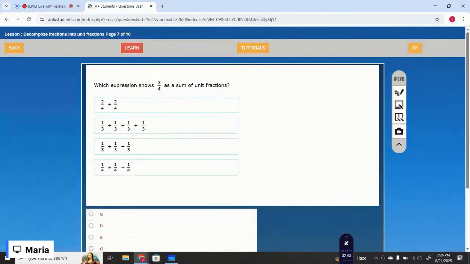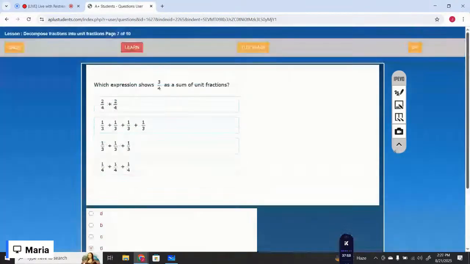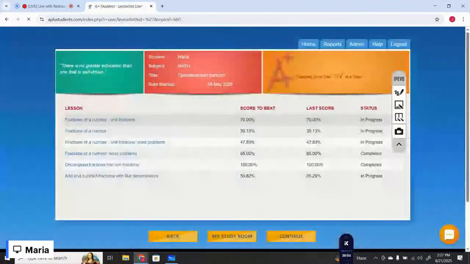Okay, right. Which expression shows 3 by 4 as the sum of unit fractions? So 3 by 4, you can break down 3 as 1 plus 1 plus 1. So option number D is the correct option. Okay, you can complete the lesson by yourself later today. Let me just move on to the next lesson.